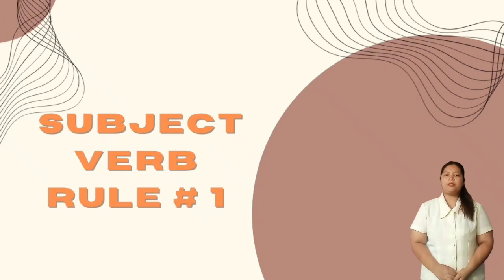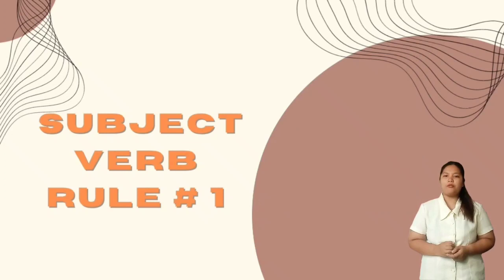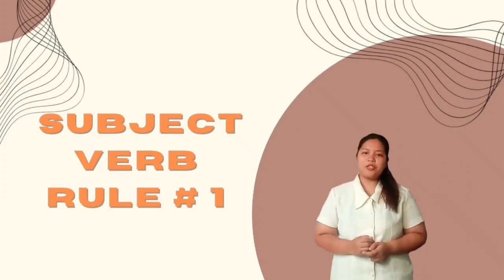Subject-verb agreement rule number 1. Two or more singular subjects or plural subjects joined by "and" act as a plural compound subject and take a plural verb. In this rule, any singular subject that is joined with "and" always acts as a plural compound subject and takes a plural verb.